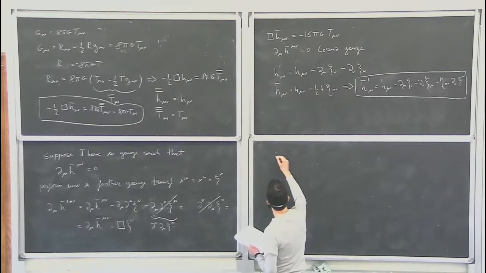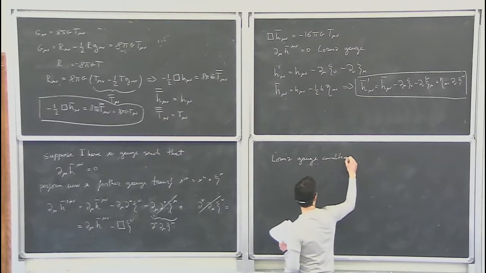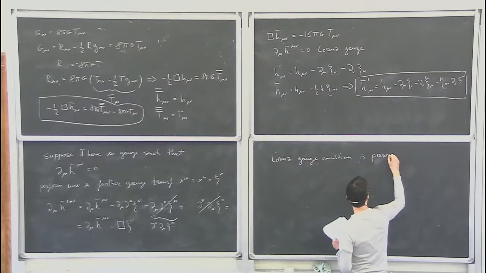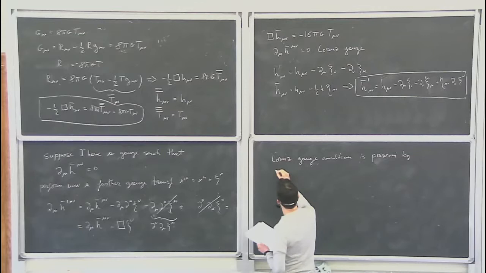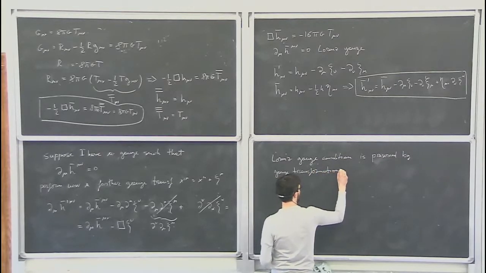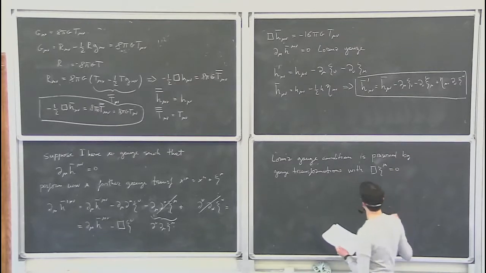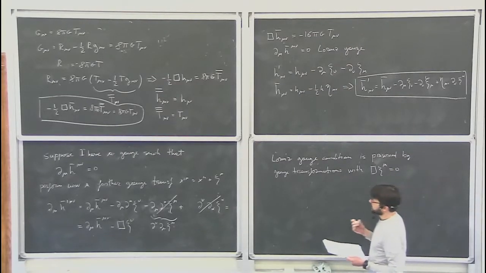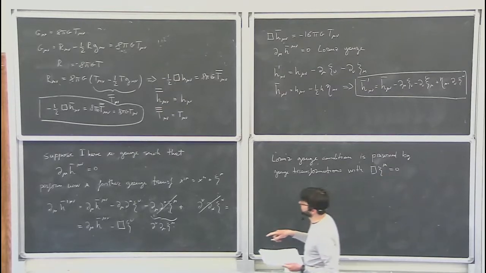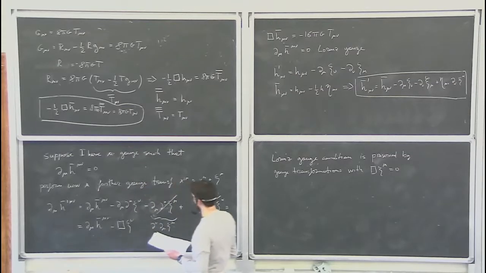So the Lorenz gauge condition is preserved by gauge transformations with generator satisfying a homogeneous wave equation. So I still have the freedom to make a gauge transformation of this kind without changing the form of the perturbed Einstein equations that I obtained before.